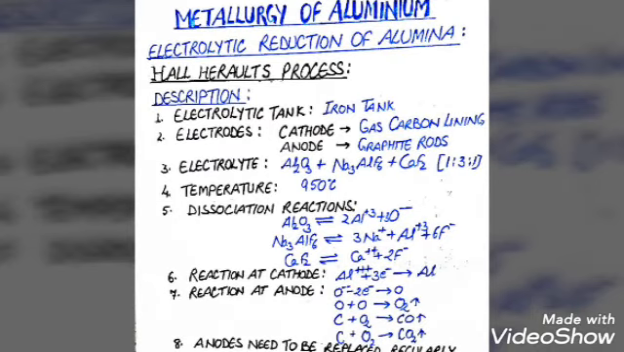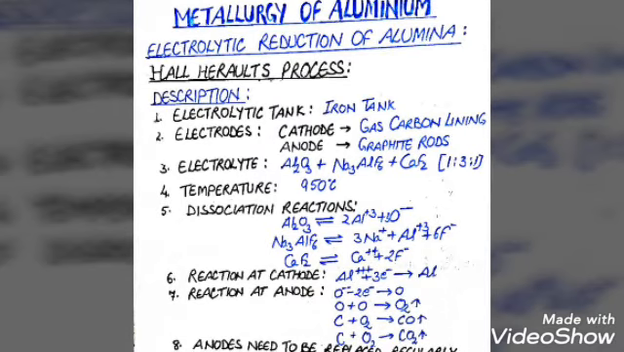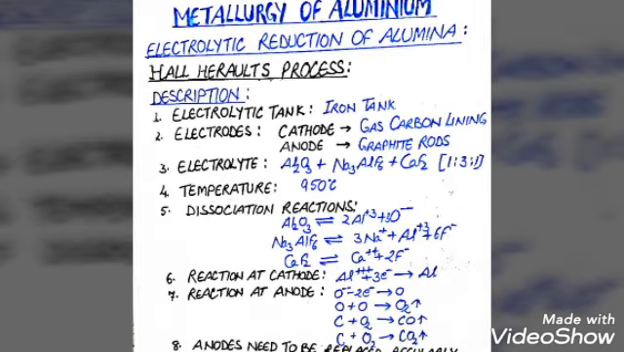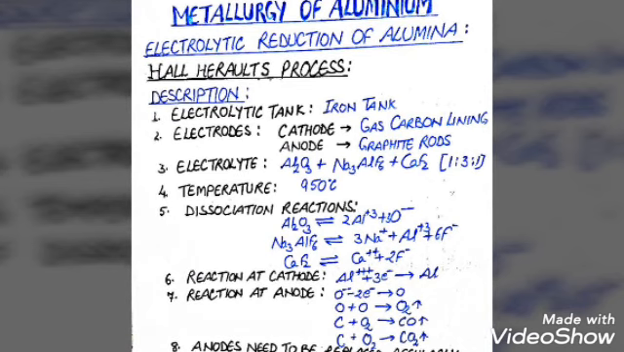At the anode, oxide ions get discharged. So two oxide ions combine to form an oxygen molecule, and this oxygen molecule reacts with carbon of the graphite anode, and it forms either carbon monoxide or carbon dioxide. In this way, the size of the anode gradually decreases because it is getting evolved in the form of carbon monoxide and carbon dioxide. Therefore, graphite anodes need to be replaced periodically.